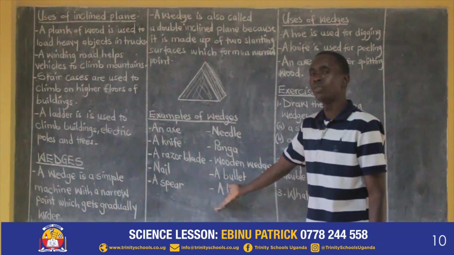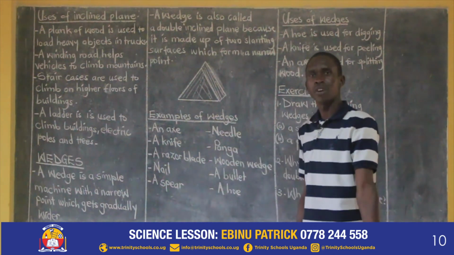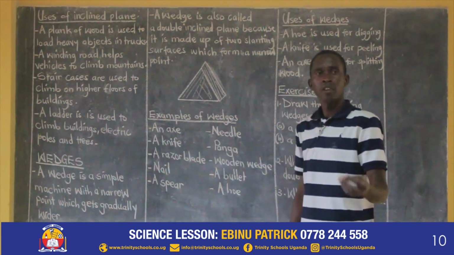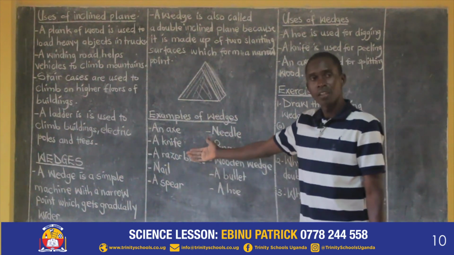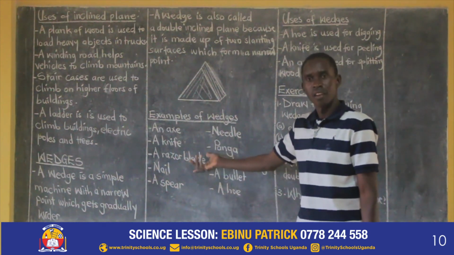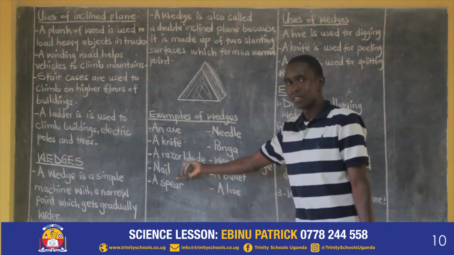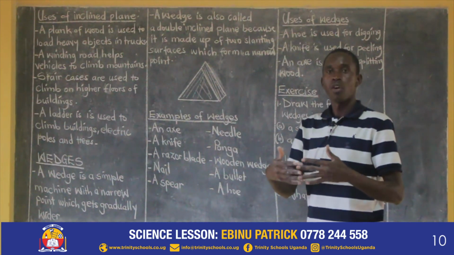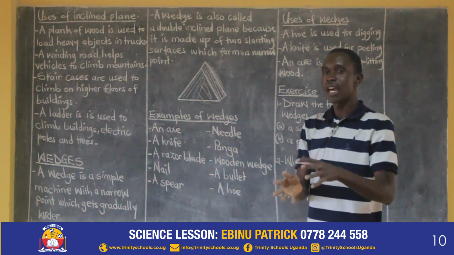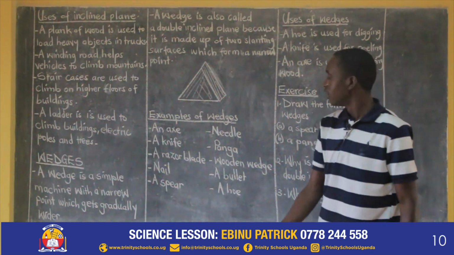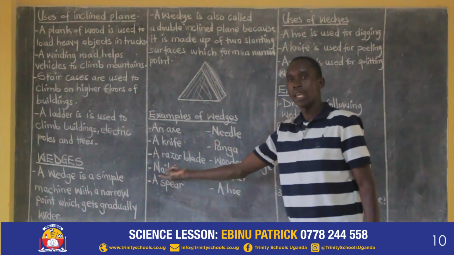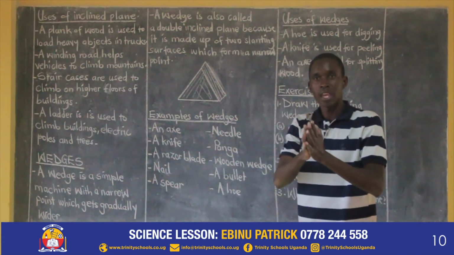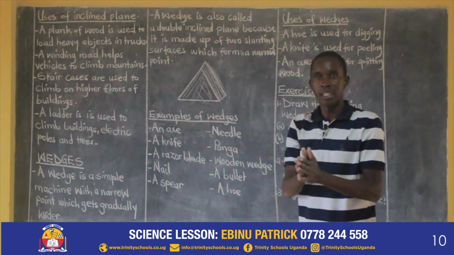When you look at the examples of wedges, for example, an axe. What is the use of an axe? That is one of the uses of wedges. Talk about a knife. How useful is a knife at home? That gives you the uses of wedges. A razor blade. What is the use of a razor blade? The nails. I'm talking about these iron nails that are used for fixing. They are used to fix timbers or objects together. When you want to join a timber to another one, you use a nail and you fix them. So you give that as a use of a wedge, but being specific. Nails are used to join objects together.